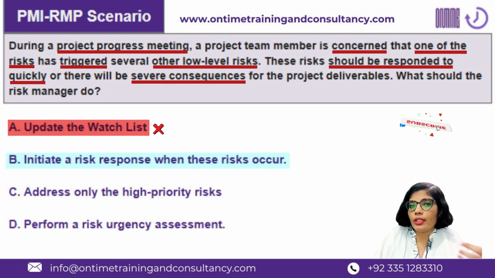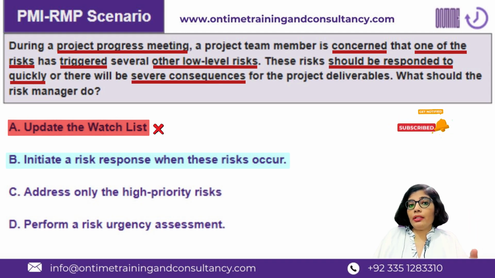Be urgent about this situation because of the impact. We have to take care of the impact as well, that these multiple low priority risks should be responded to quickly, right? Else there will be consequences to the project objectives, right? So the impact is huge, and accordingly, these risks are not low priority risks anymore, right?